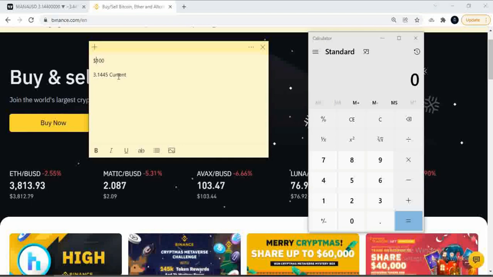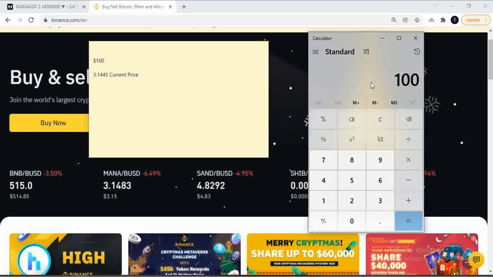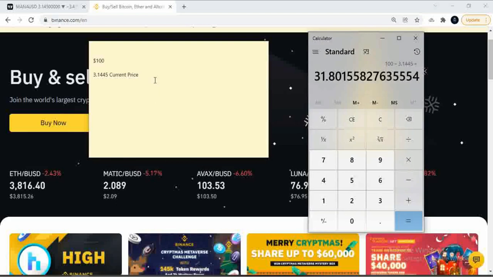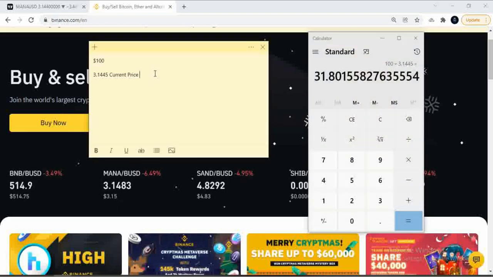So I have the current price, 3.1445. That's the current price. Now you would understand that at this price, that $100 can buy how many quantities? So you put up 100 and divide that by 3.1445. This will be equal to 31.80 MANA. That's what your money can buy you at that time.